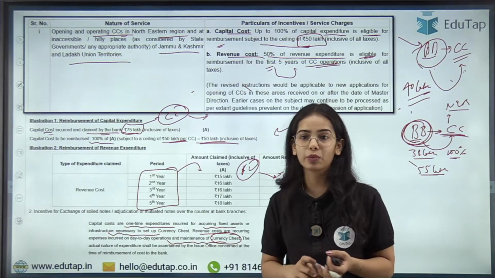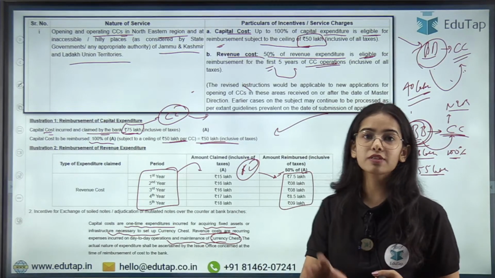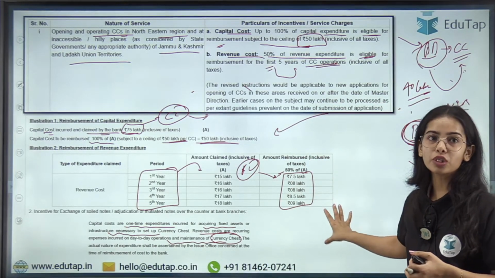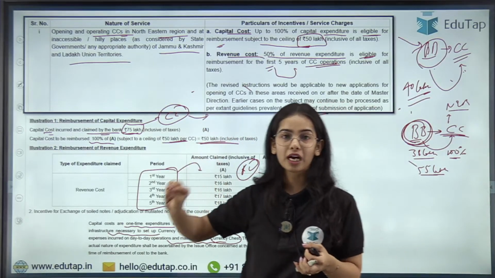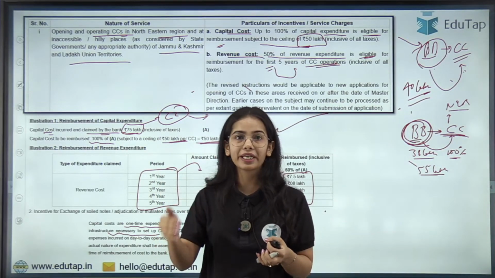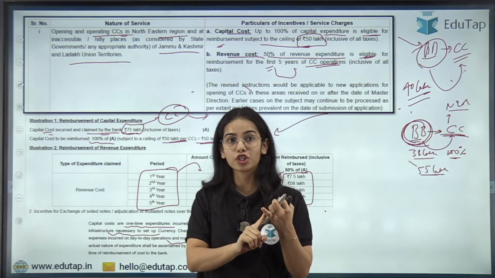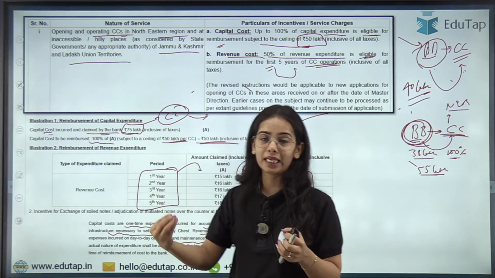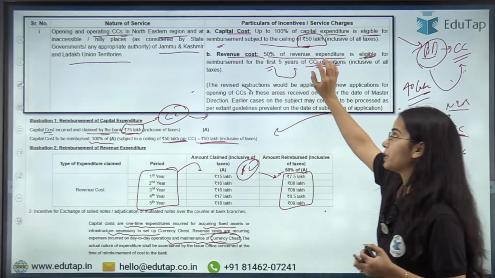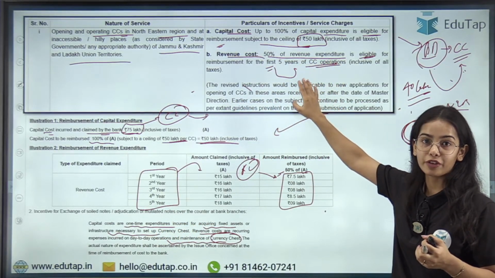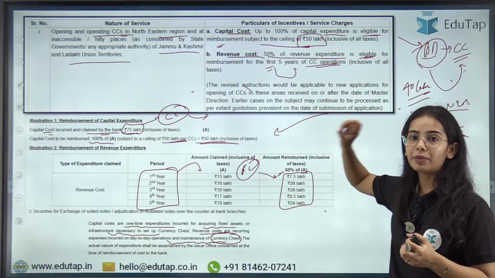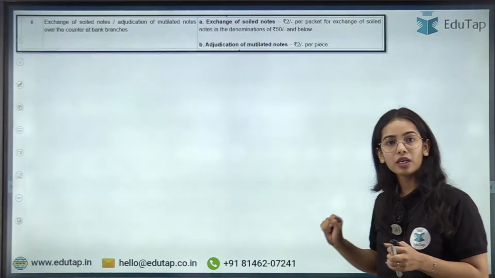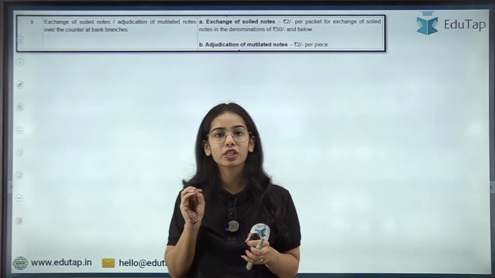Any confusion here, anyone? So this is the first incentive that we have understood: if a bank is opening and operating a currency chest in the northeastern region or in the inaccessible or hilly areas of the Jammu and Kashmir and Ladakh Union Territories, then there will be capital cost reimbursement and revenue cost reimbursement to a certain extent. Okay. Now coming to the next incentive.